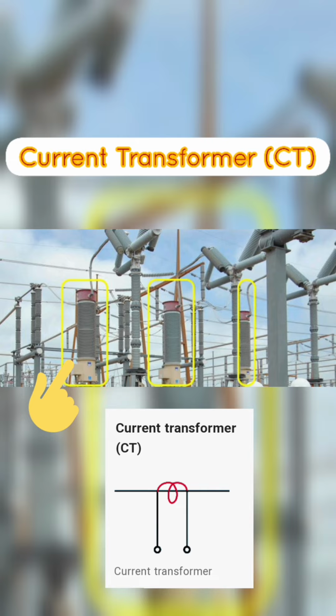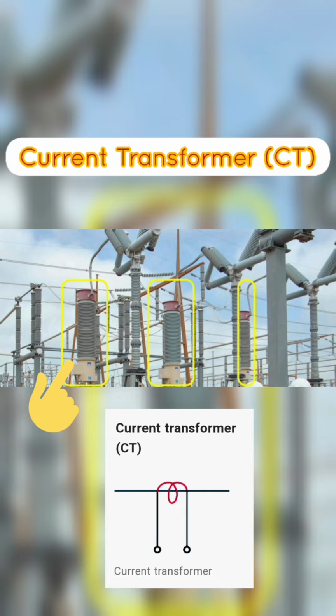The CT is designed in such a way that the conductor carrying the high current passes through the center of the transformer, which creates a magnetic field proportional to the current. The CT has a primary winding, which is connected in series with the high voltage circuit, and a secondary winding, which is connected to a measuring instrument or a protective relay.